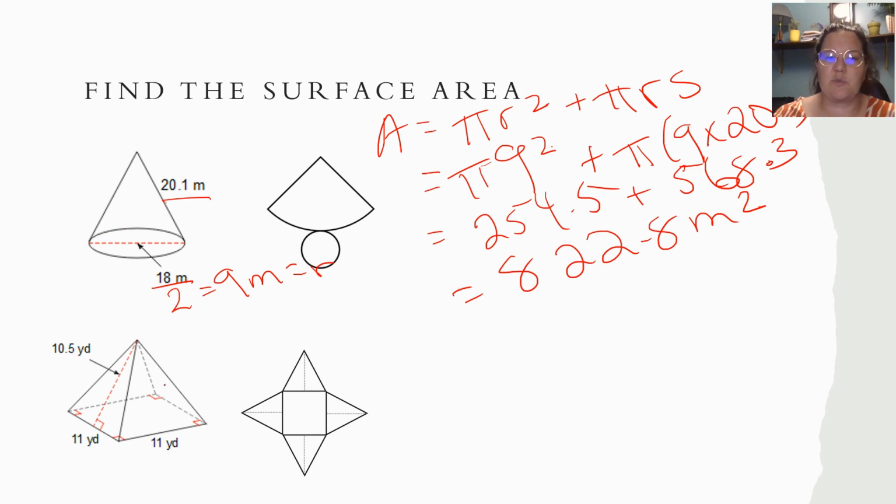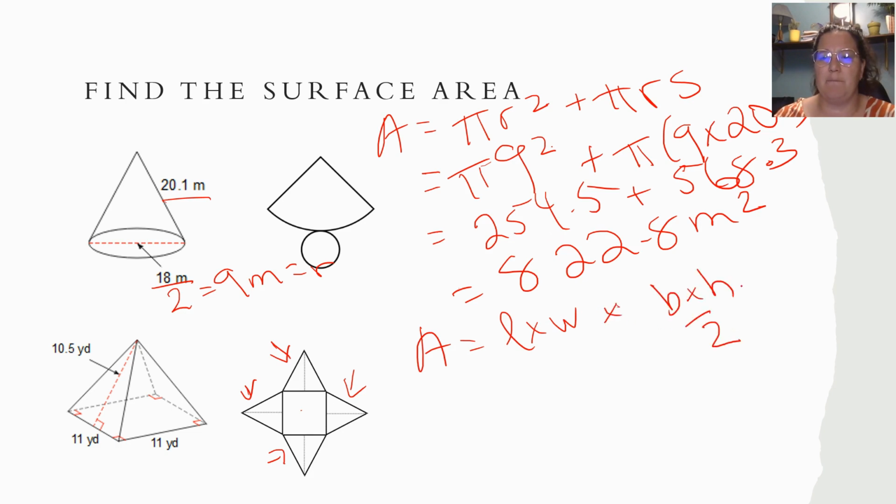So looking at our square pyramid here, we end up with 4 symmetrical or identical, triangular sides and then 1 square in the middle. So our formula for the triangles is base times height divided by 2, and the square is length times width. So our area is equal to length times width, that's going to be the base, plus base times height divided by 2, multiplied by 4 because there's 4 sides. That's our number of sides.